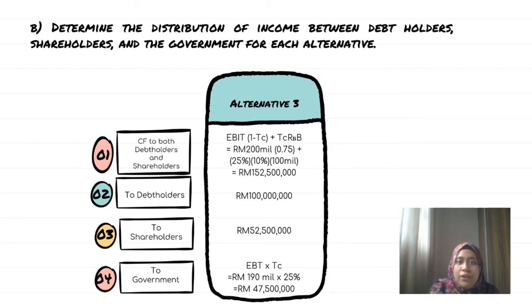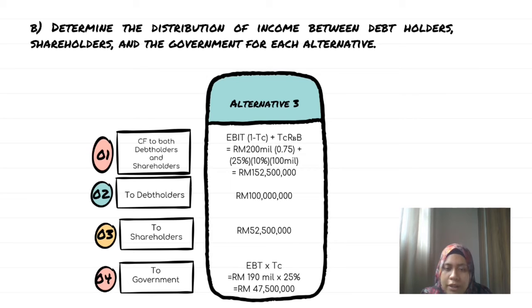Let's continue with alternative 3. Okay, the first step is to find the cash flow. This formula is the same as alternative 2, which is EBIT times 1 minus tax rate plus tax rate times debt rate times debt. So we get cash flow for this alternative 3 is 152.5 million. Step 2, which is the division of income from the cash flow to the debt holder, is 100 million. And step 3 to the shareholder is the balance. So step 1 minus step 2, we will get for the shareholder 52.5 million.